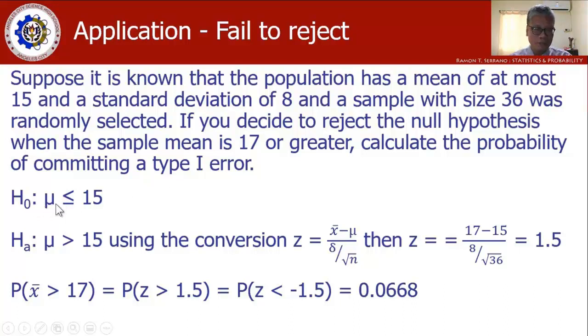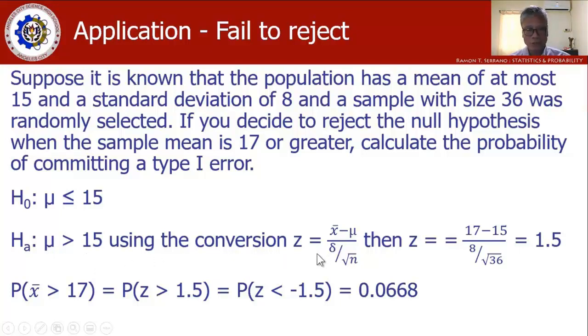The null hypothesis would say that the mu, or the average, is less than or equal to 15. Why? Because it is at most, right? So that's the maximum value, so all the other values could be less than. Now, because of that, the opposite is that the alternative would be mu is greater than 15.